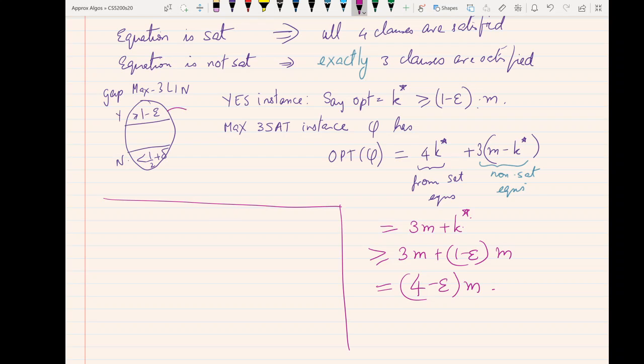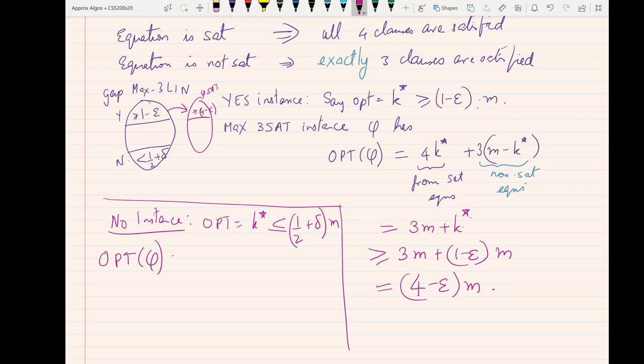Now, that means this goes to greater than or equal to 4 minus epsilon out of 4m clauses being satisfied in the SAT. Now let's look at what happens to the no instances. In this case, the opt is equal to k star, which we know is less than or equal to half plus delta times m. Now the same thing holds: opt of phi is, for the satisfied k star, you get 4k star plus 3 times m minus k star for the non-satisfied ones.